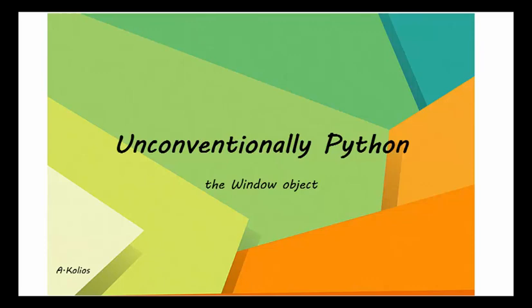Welcome to Unconventionally Python. This presentation is about the window as an object of the graphics.py library. In this unit, we will examine the area of the window called the canvas, which is the area on which we place and manipulate objects.